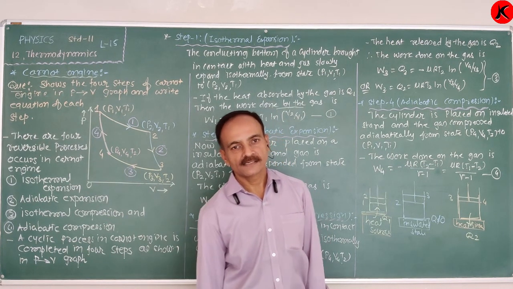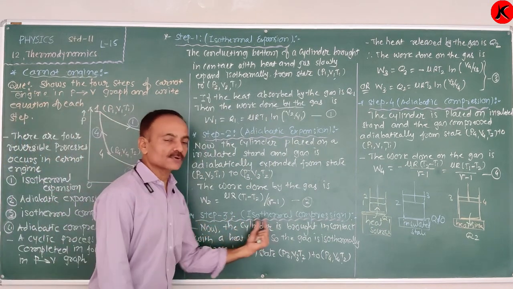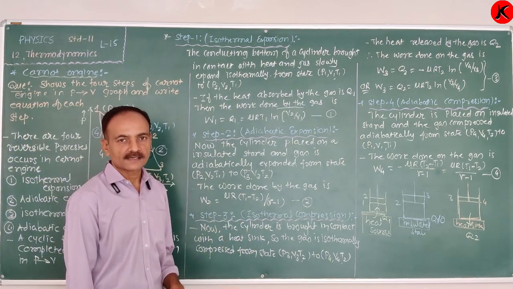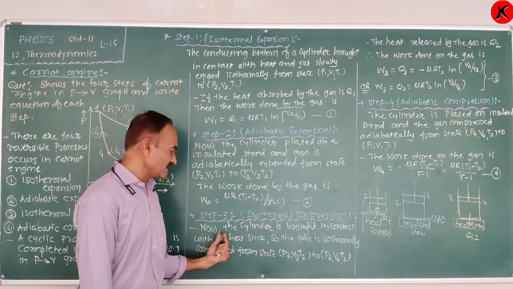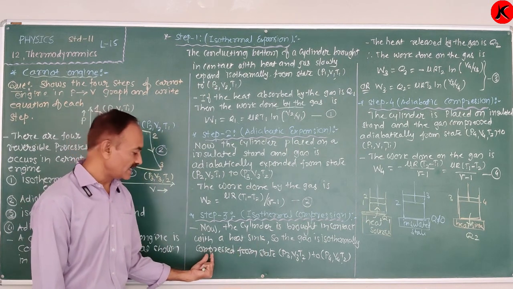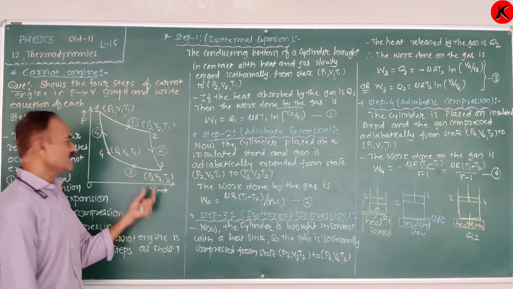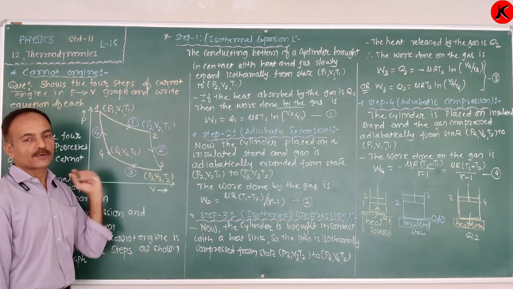Again, the third step. Third step is isothermal compression. Now, the cylinder is brought in contact with a heat sink. So, the gas is isothermally compressed from state P3 V3 T2 to P4 V4 T2.